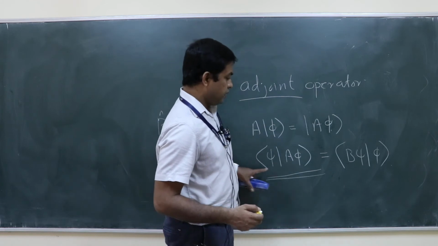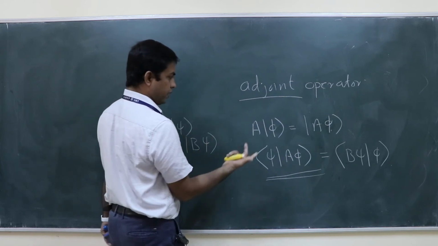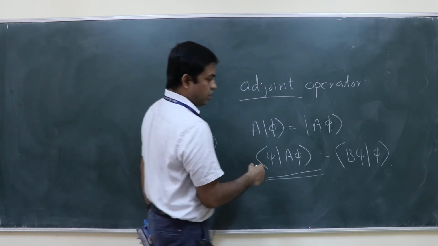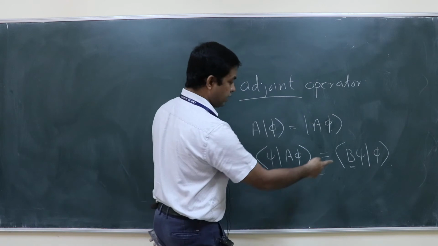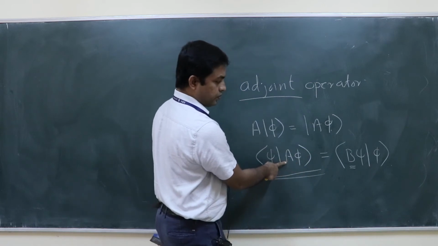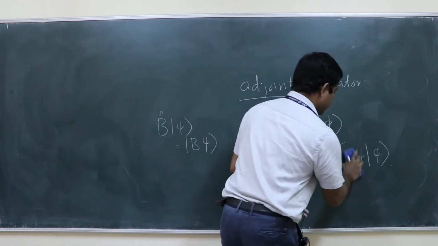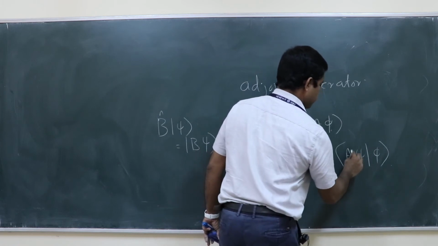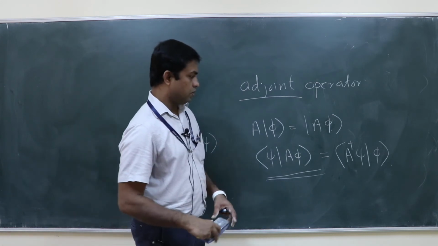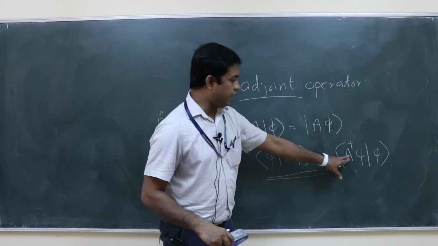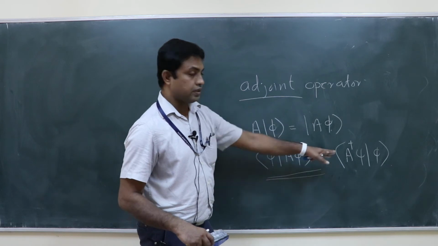So this B, in general, is not necessarily an operator, it is something else. Suppose this is equal to this, then B is called the adjoint of the operator A. We will use the notation A dagger instead of B. So A dagger is the adjoint of the operator A when this condition is satisfied.